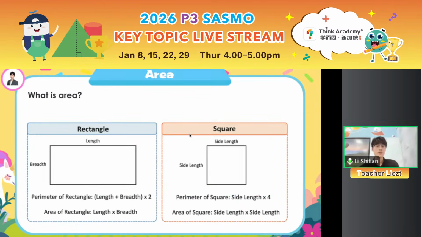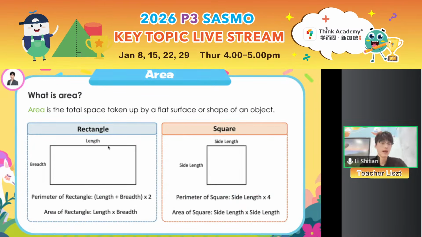Now here is the summary. How do we find the perimeter of a rectangle? Do we need to use length times breadth? No. We need to use length plus breadth, then times 2. Then we can find the perimeter. What about the area?